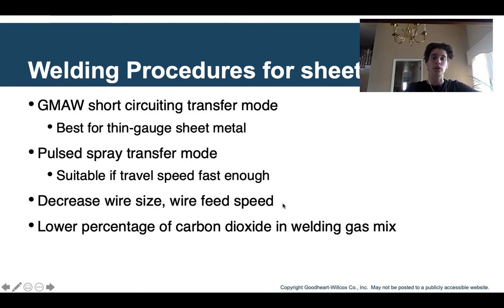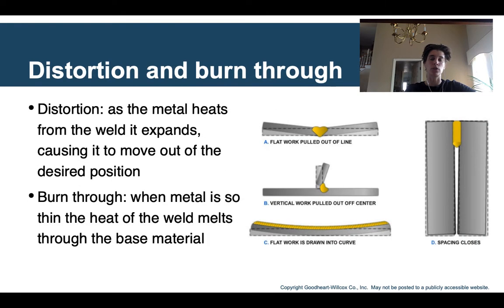A good rule to follow is you want to have a smaller wire size. So like I said, the .025 is better for welding our 16 gauge stuff than the .030 is. And a decreased wire feed speed can also help. Sometimes a lower percentage of CO2 in the welding gas mix, but not something that you guys change at the shop at OCC. We did talk about this in class last week, so this is good.